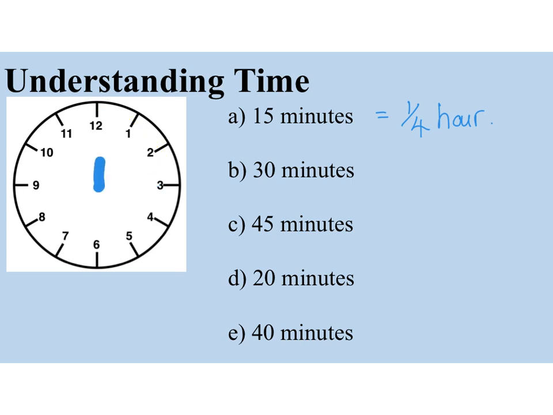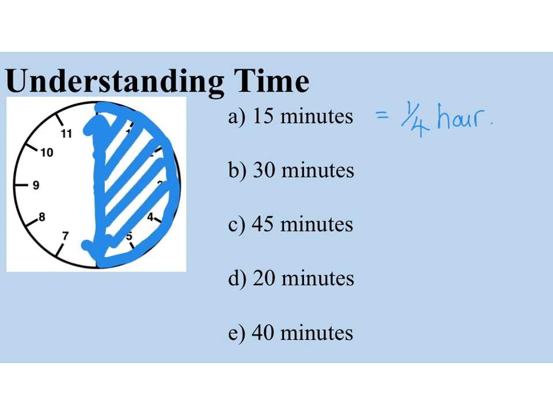Okay, let's think about the 30 minutes again. Okay, we're starting from the 12 o'clock hand. Where's 30 minutes? Where would it be? 5, 10, 15, 20, 25, 30. So it's round to there. And hopefully you can see from that that the hand has moved halfway around the clock. So 30 minutes is the same as a half of an hour.